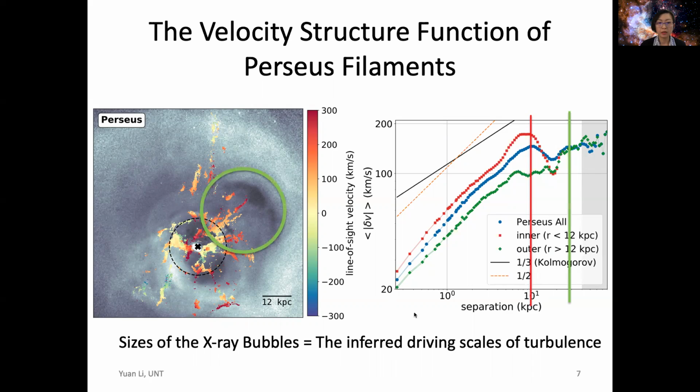Instead, the outer filaments reveal a driving scale at about 20 kiloparsec, which is exactly the size of this older bubble. So it's possible that the outer filaments in Perseus mostly follow turbulence driven by a previous AGN outburst.